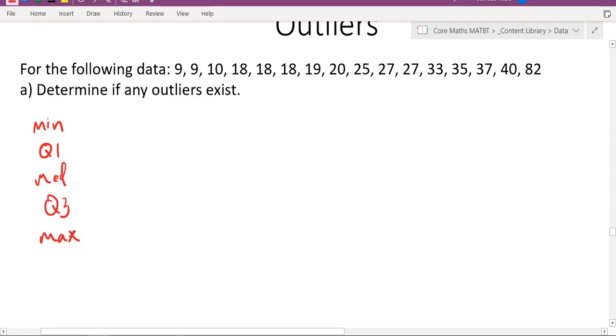Okay, so write down the 5-number summary. But one thing I want you to include here as well is your IQR. You're going to need to know the IQR, so include that in there.